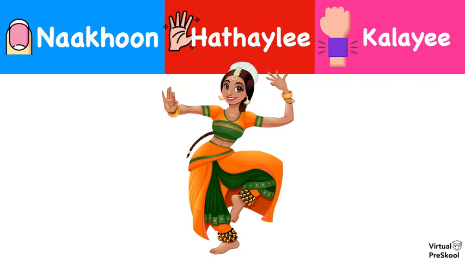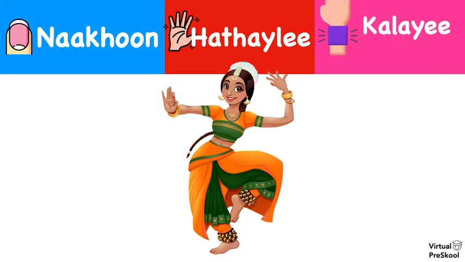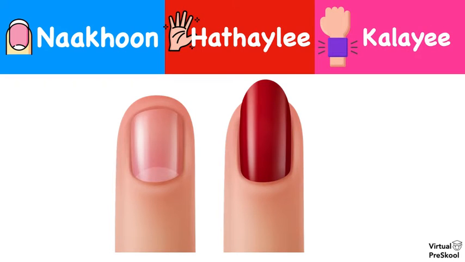This Bharatanatyam dancer is wearing bracelets on her wrist. Is wrist nakhun, hatheli, or galai? Wrist is galai. This person has one chota nail and one lamba nail. How do we say nail in Hindi? Is it galai? No, galai is wrist. Is it hatheli? No, hatheli is palm. Is it nakhun? Yes, nakhun is nail.